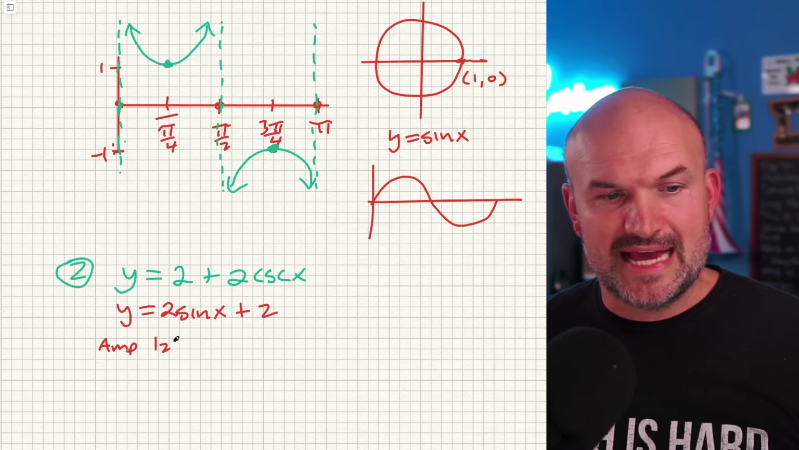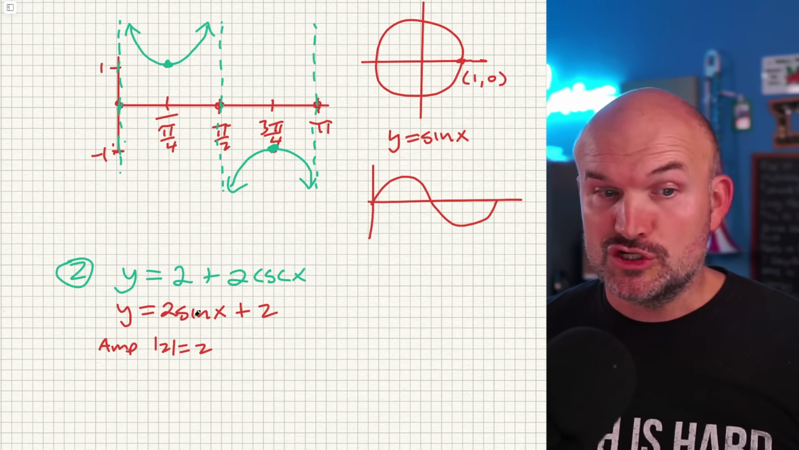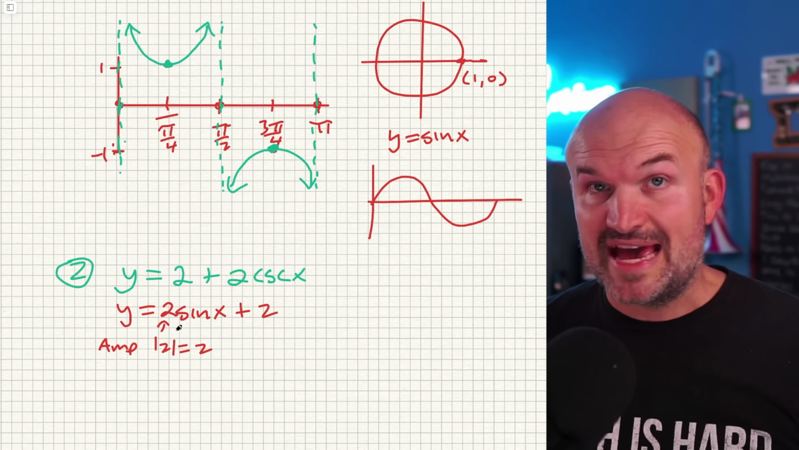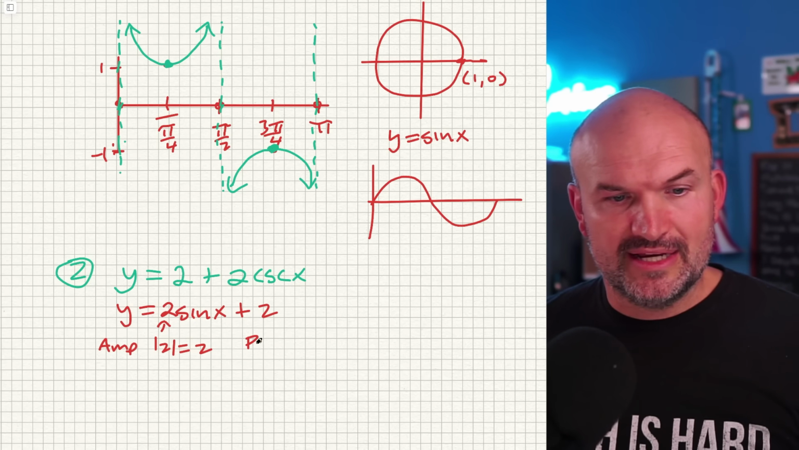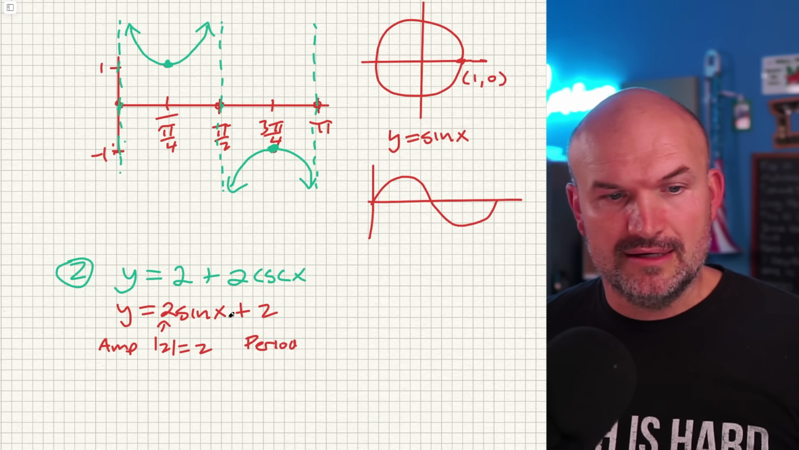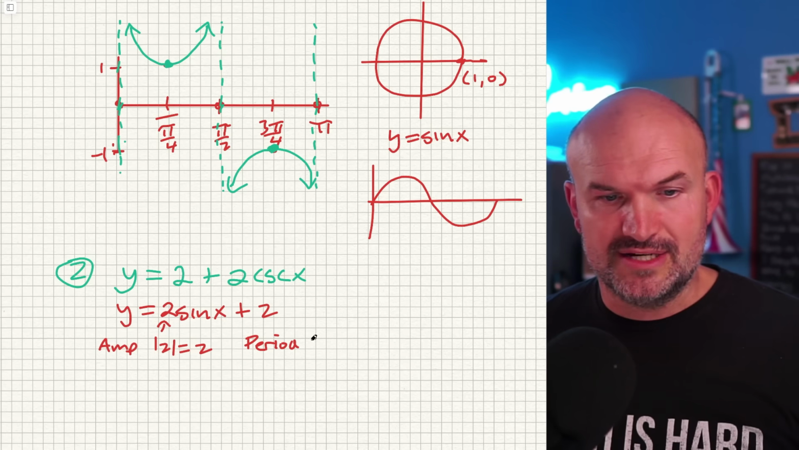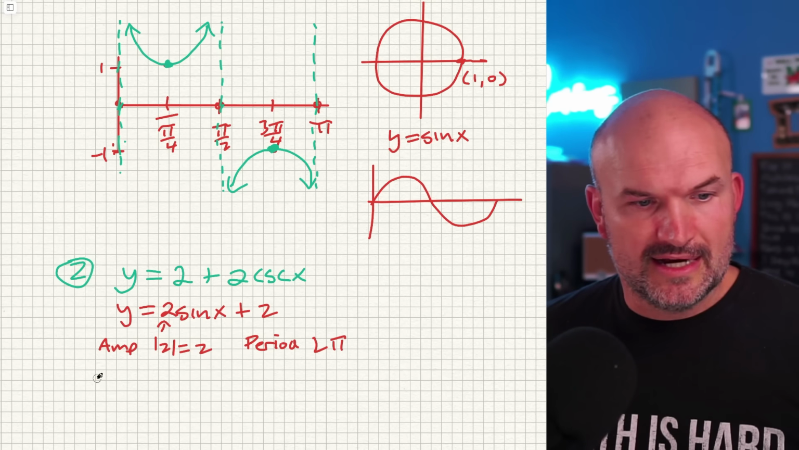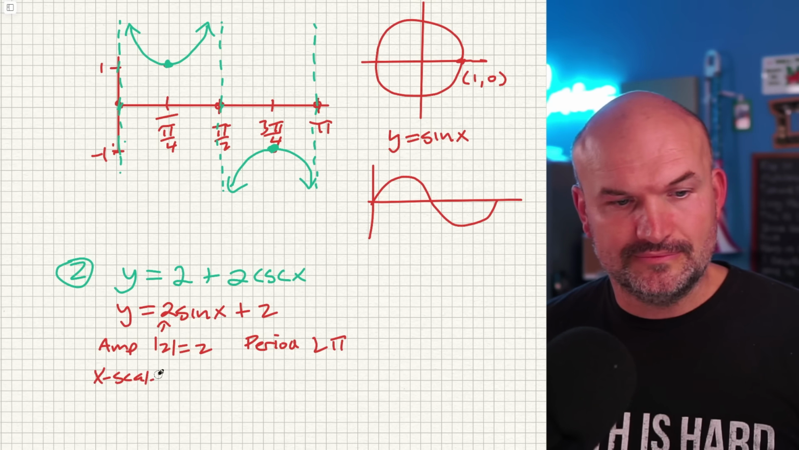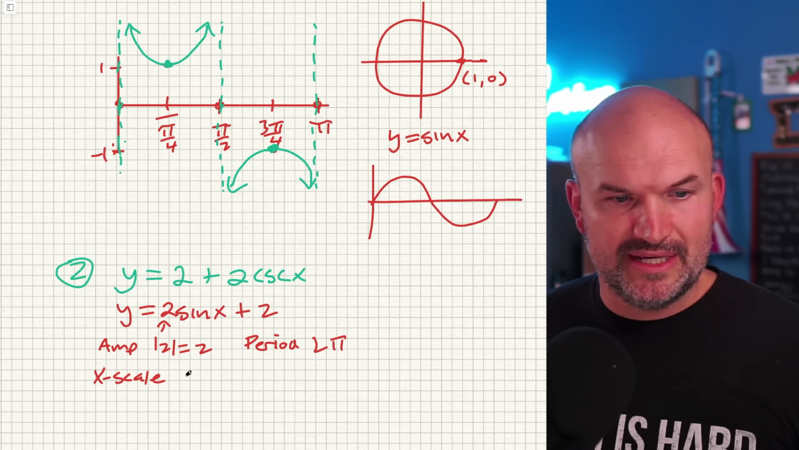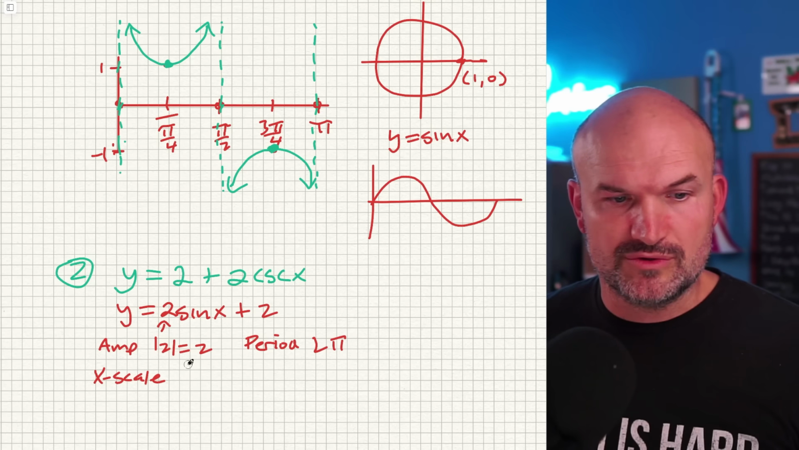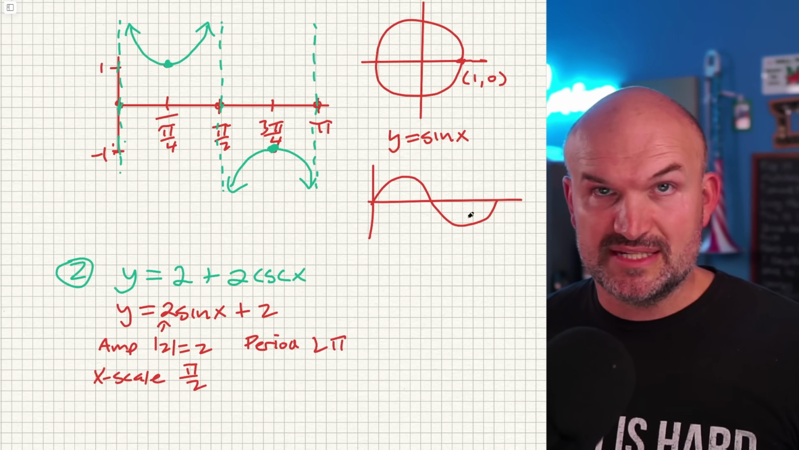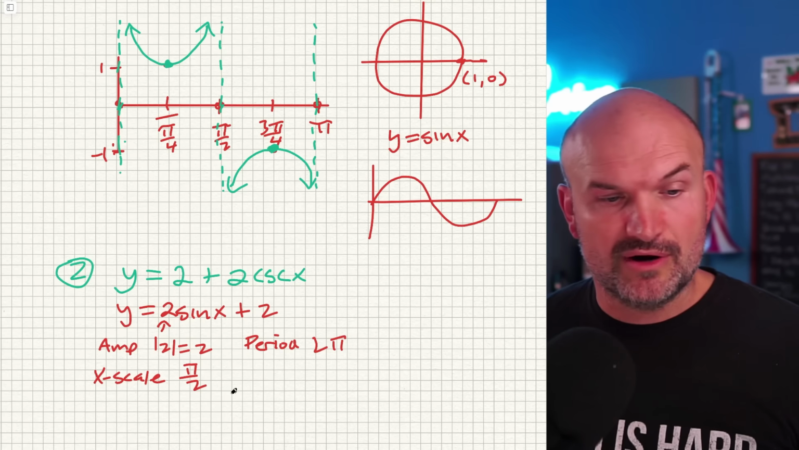In that case, it's going to be the absolute value of 2, which in this case is just 2. Okay, and that is because of that 2 right there. My period is still going to be 2 pi because there's no coefficient of the x here. So it's just going to be 2 pi. 2 pi divided by 1 is just 2 pi. So therefore my x scale is going to be 2 pi divided by 4, which is going to be pi halves. So that's going to be similar to what we have for our parent graph.